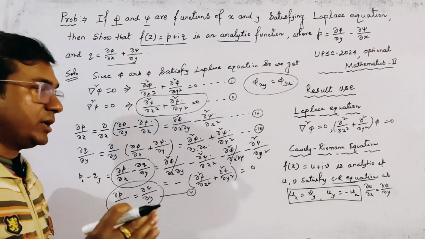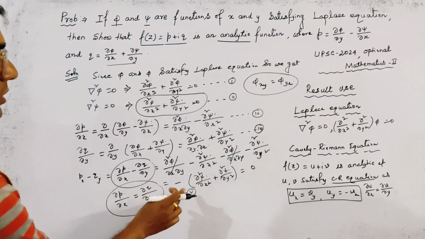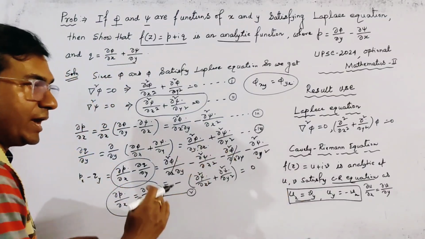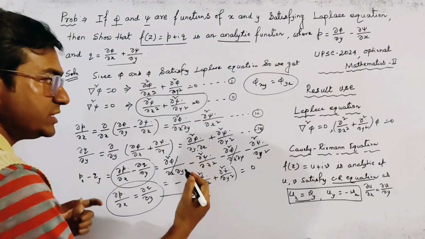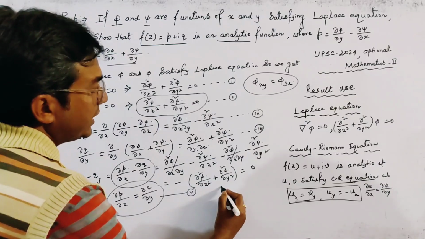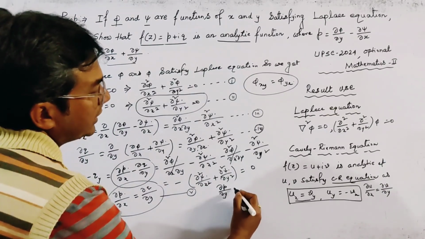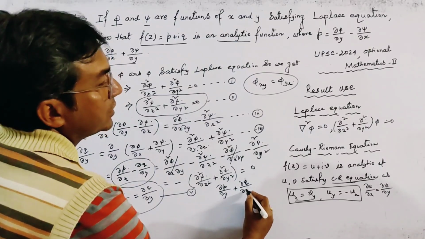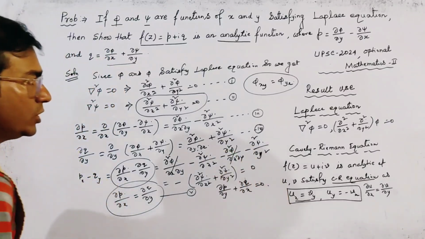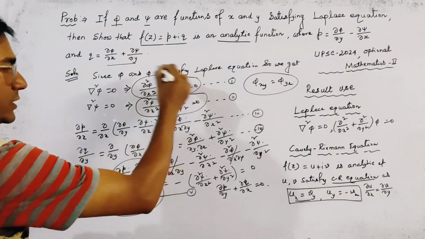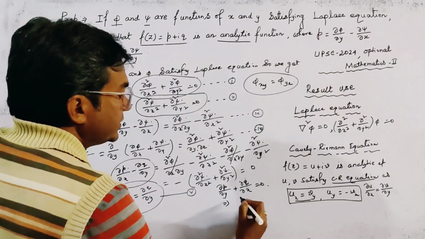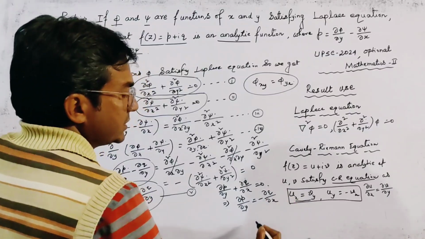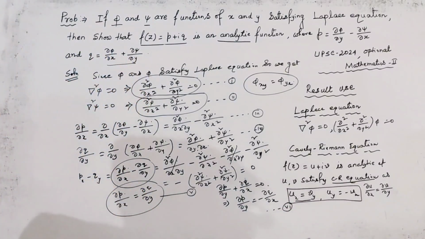And in a similar manner, as we proved relation number 5, the first part of the CR equation, we can also easily prove that del p by del y plus del q by del x equals 0 by using relation number 1. And we write this relation as del p by del y equals minus del q by del x, and we name this relation number 6.